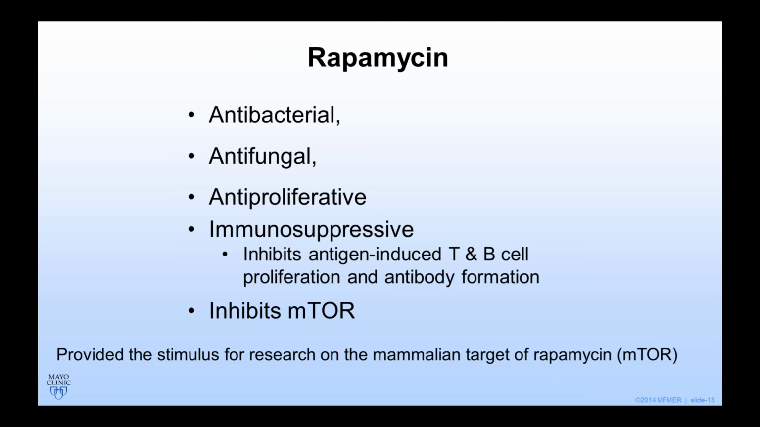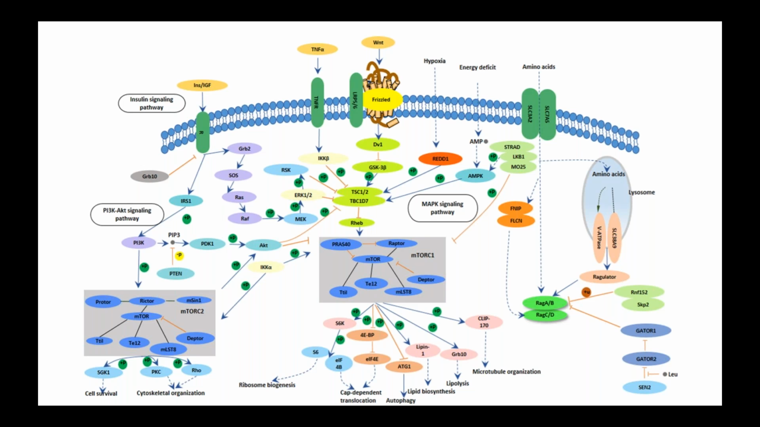mTOR is a protein kinase. And don't worry, I'm a surgeon, so I'm not going to go through a lot of this in detail, but normally mTOR binds to a binding protein, and that activates it to stimulate one of two pathways. The complex becomes mTORC1 or mTORC2 to stimulate these pathways. Sirolimus or everolimus inhibits the binding of the binding protein and prevents the activation of these pathways.